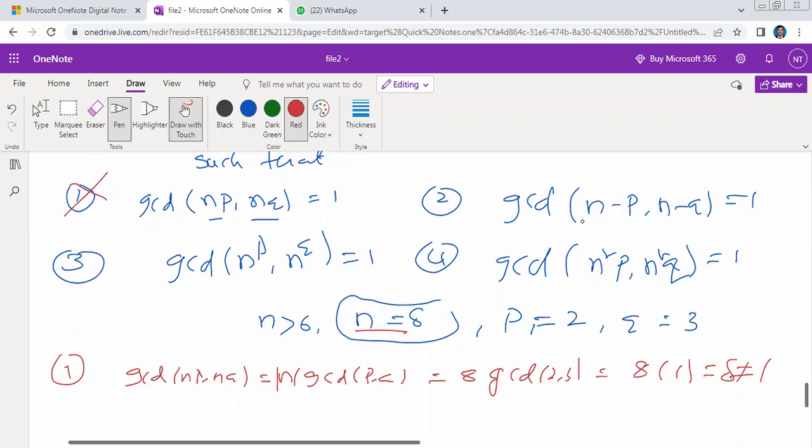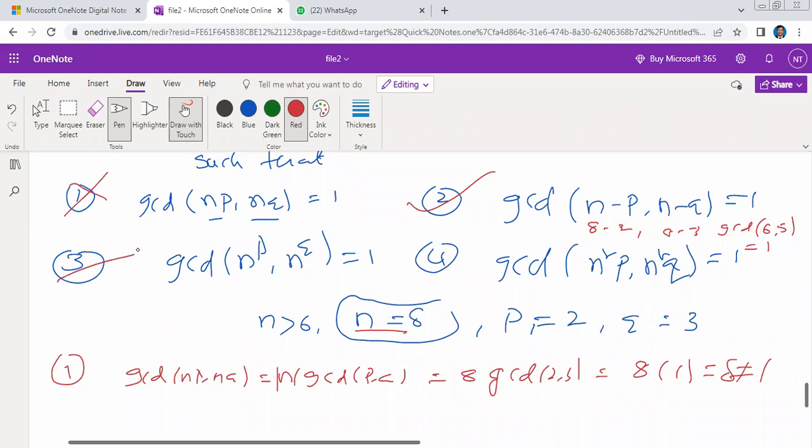n minus P, n minus Q. Suppose my n is 8. 8 minus 2, 8 minus 3 means GCD of 6, 5. What is the GCD of 6, 5? It is 1. This is the correct one. My number is n equal to 8, P equal to 2, Q equal to 3. On substituting, we get 6, 5. So we write 6 into 1, 5 into 1, and the GCD becomes 1.